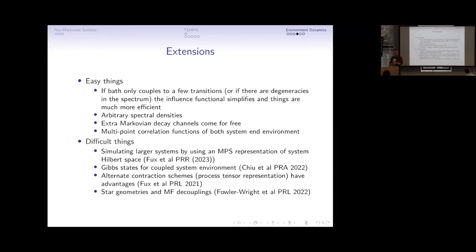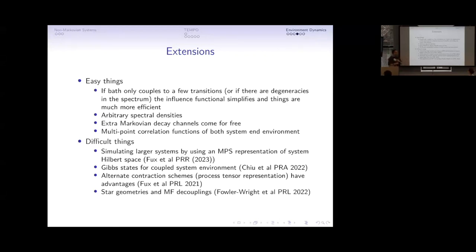And you can calculate things like multi-point correlation functions of both the system and, using the techniques that I've just talked about, the environment as well. There are also difficult things which various people have done. Gerald may be talking later about simulating larger systems, where instead of just having a matrix product state in time, you can have a matrix product state in space. So if I have a chain of spin-half particles which all interact with different environments, then I can have TEMPOs which couple to each other via links in the system Hilbert space.